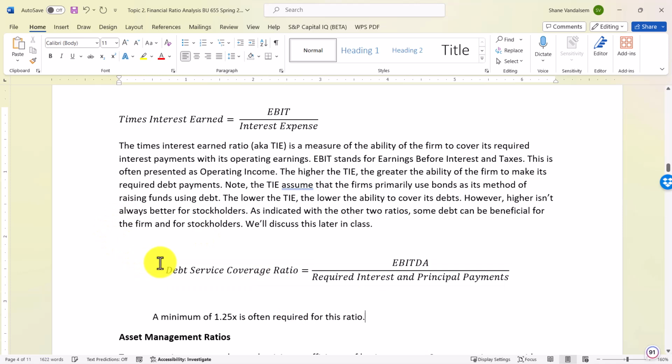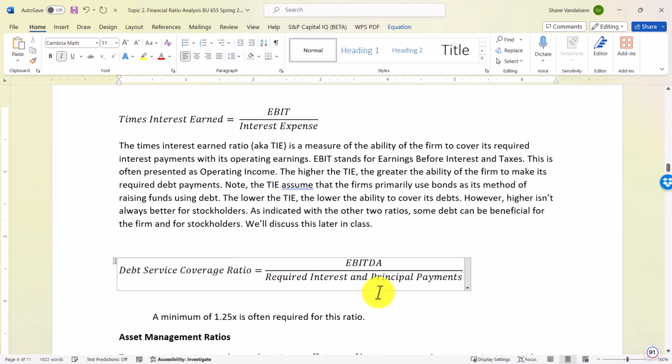So they want to see that the company has the ability to pay their required interest and principal payments 1.25 times based on the cash flows generated from operations for the firm. Higher is usually better for this number from the point of view of the lender, from the point of view of the regulators and the banks, in this case the lender. However, too high means that they may not be taking on an optimal amount of debt from the point of view of a stockholder.